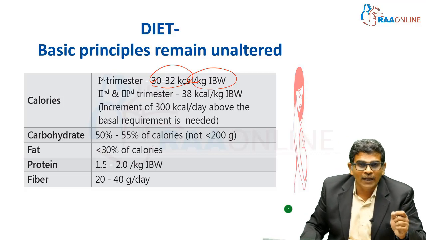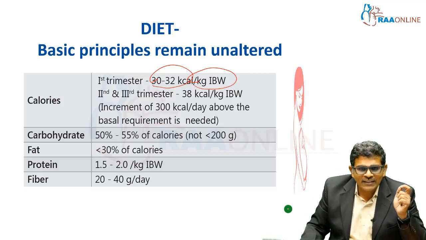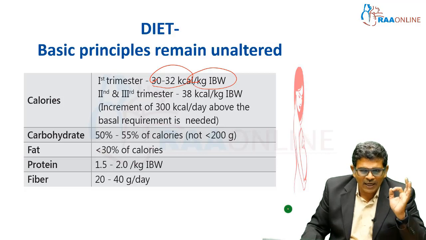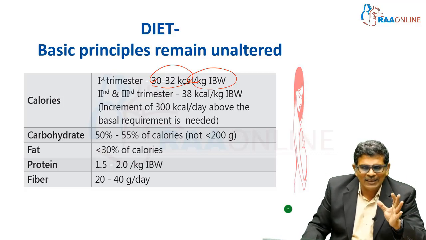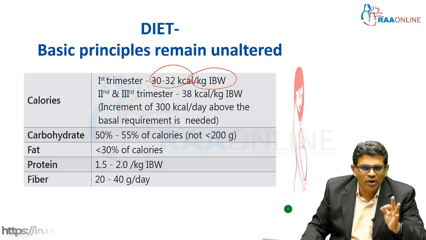In the first trimester, the calories that we are going to recommend for the patient based on the ideal body weight is 30 to 32 kilocalories per kg. If it is in the second and third trimester, we give some increment for the baby. So 300 kilocalories we can add, or it could be 38 kilocalories based on the ideal body weight. So for the first trimester, remember the number is 30. For the second and third trimester, remember the magic number is around 35 or 38 kilocalories.